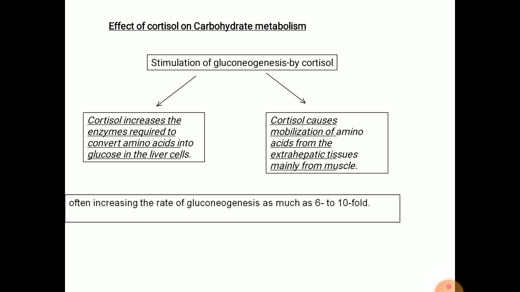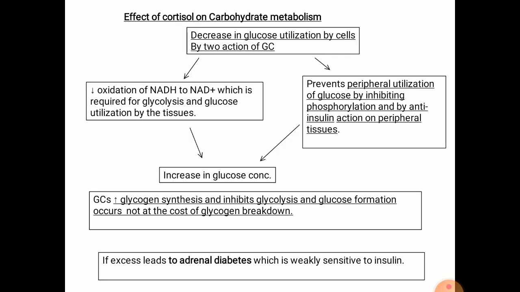cortisol causes the stimulation of gluconeogenesis by two mechanisms. One, cortisol increases the enzymes that are required to convert amino acids into glucose in the liver cells. Second, cortisol causes the mobilization of amino acids from the extrahepatic tissue, mainly from muscle and fat cells, and these amino acids are then converted into glucose in the liver cells. So glucocorticoid often increases the rate of gluconeogenesis as much as 6 to 10 fold than that of normal.